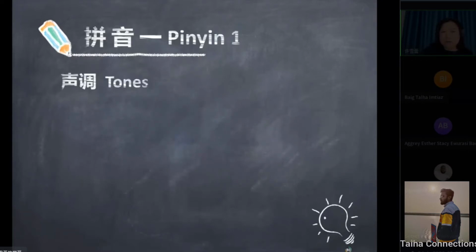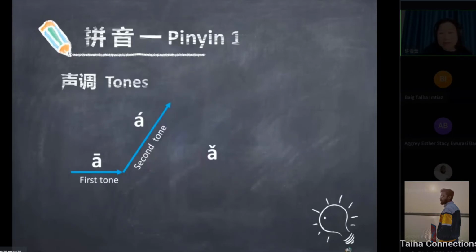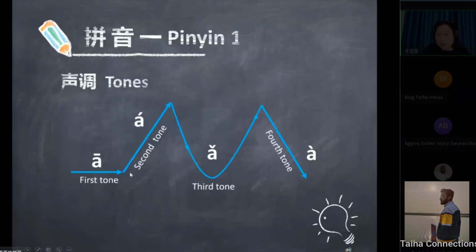And for tones, usually we have four tones. For example, this one is read ā, first tone. This one á, second tone. This one ǎ, third tone. À, fourth tone. So, the first tone mark is the small dash. The second tone is a rising tone. The third tone has a turn in the tone. And the fourth tone is a falling tone.